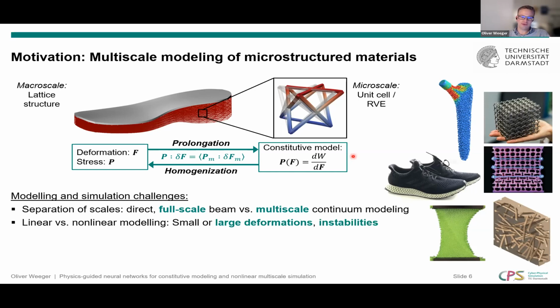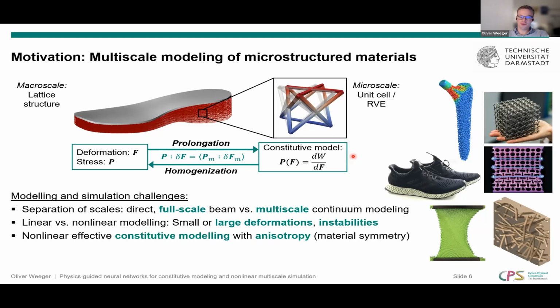And it makes a difference whether we are in the linear or in the nonlinear regime. Do we have small or large deformations? Do we have instabilities? These are all things we need to consider. We need to consider anisotropies, which means how the material symmetry looks. For instance, here this microstructure has a cubic symmetry. The textiles would have a certain symmetry. Composites can have a transverse isotropy, and so on and so forth.